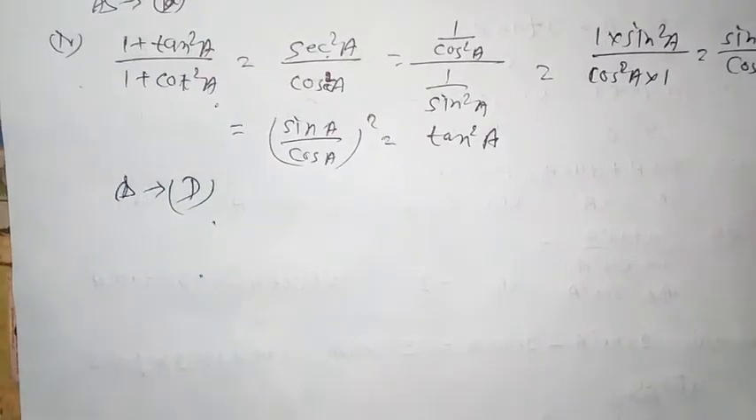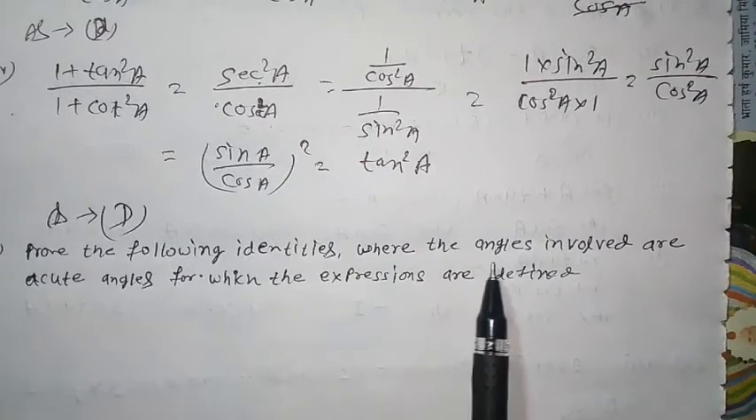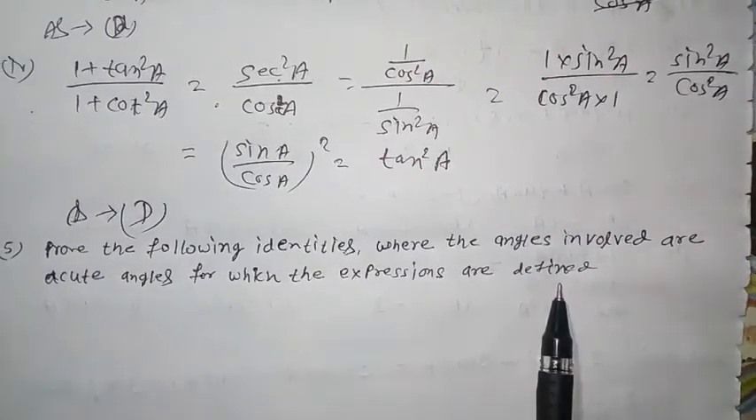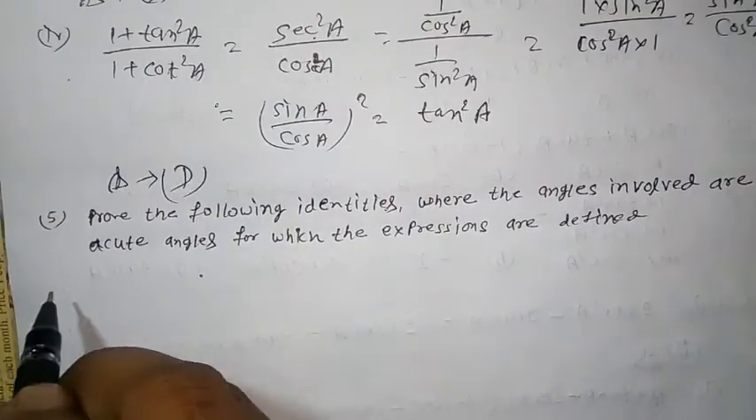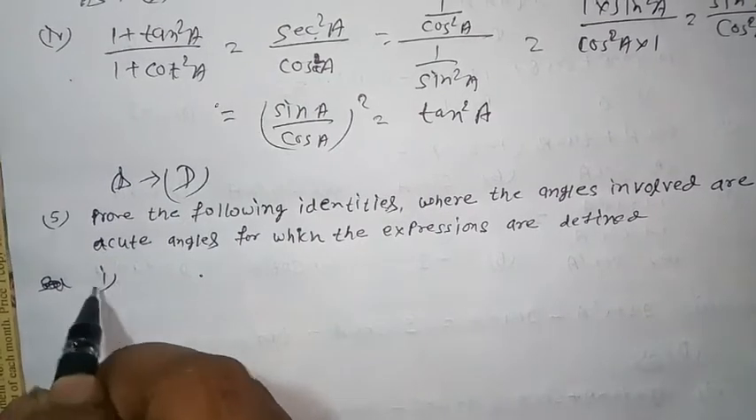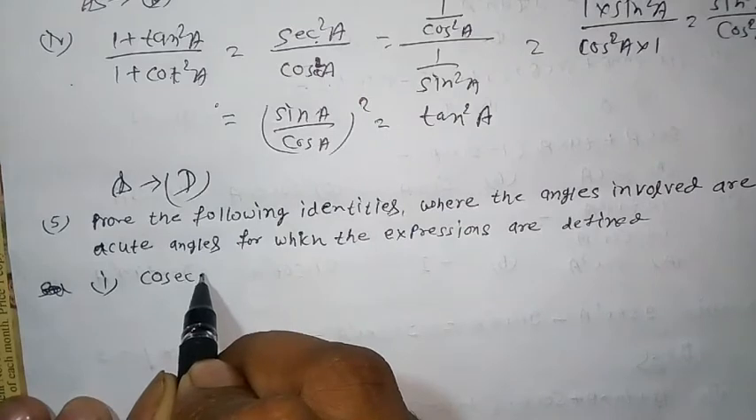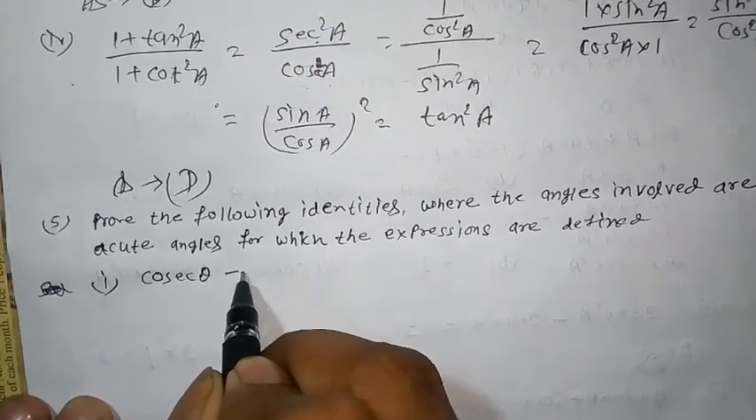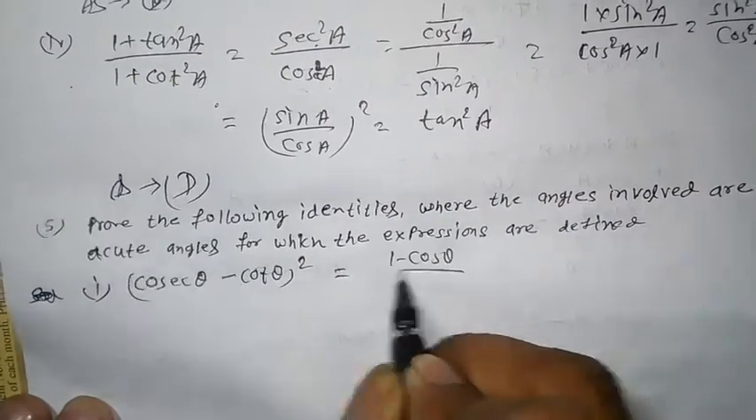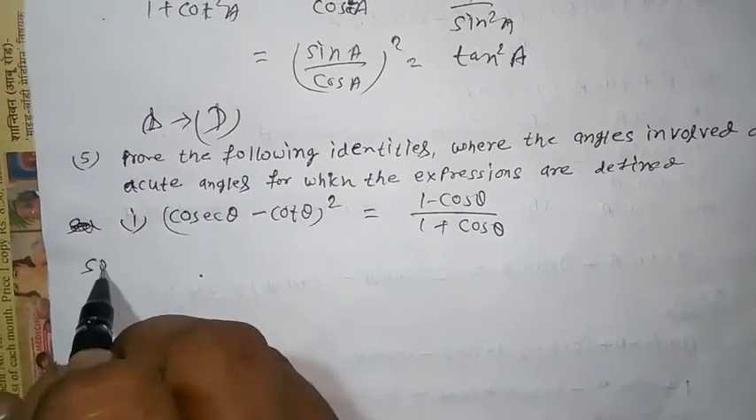The next question: prove the following identities where the angles involved are acute angles for which the expressions are defined. The first question is (cosec theta minus cot theta) the whole square is equal to (1 minus cos theta) by (1 plus cos theta). Okay, solution.